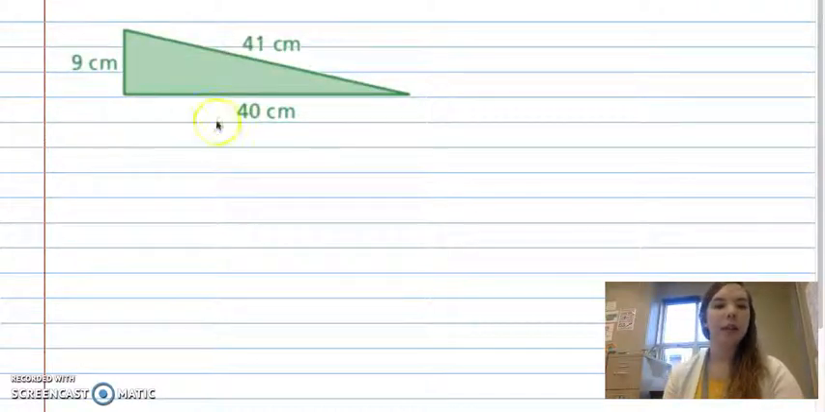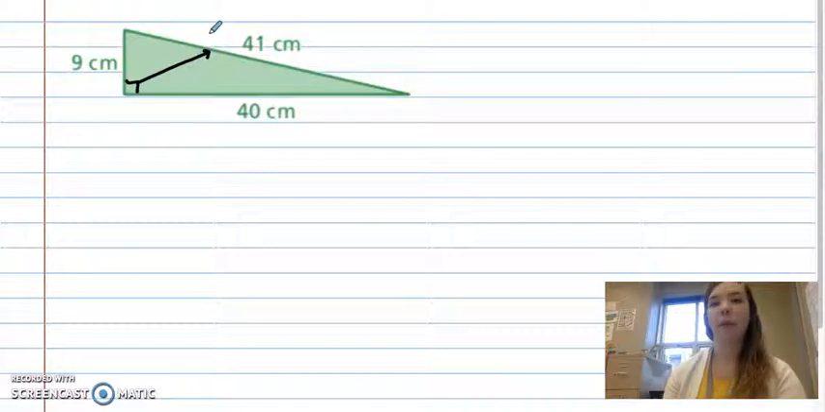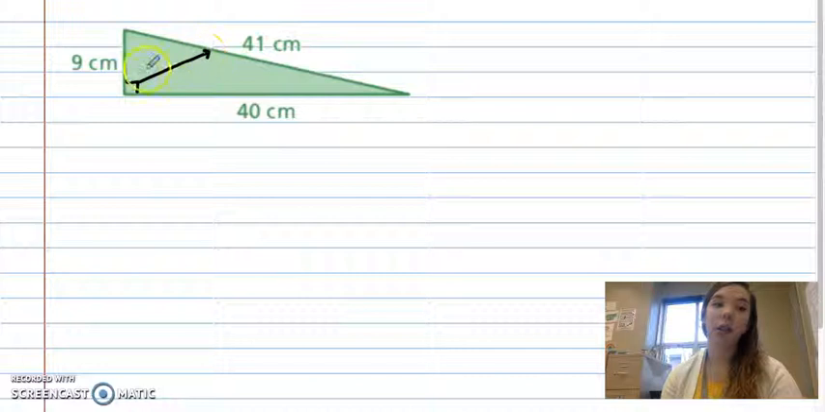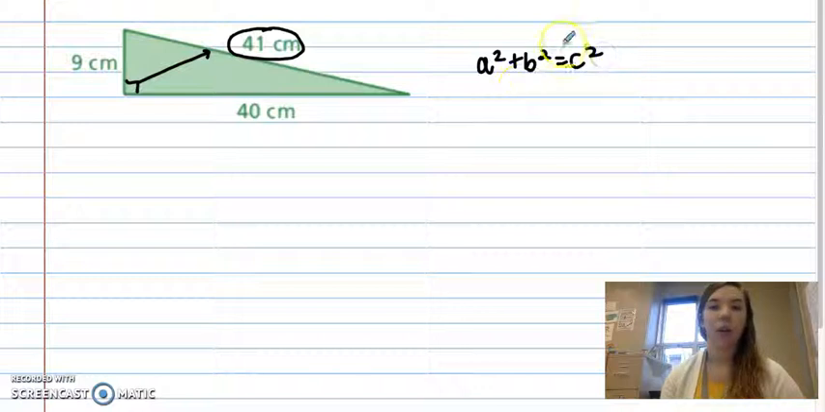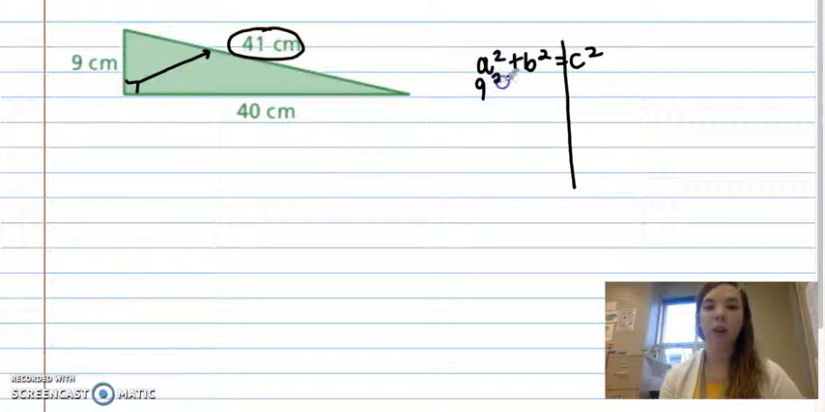So here's our first example, and the really important part here is to always identify C. C is, if they give you a list and not a picture, the largest number. If they give you a picture, it's still the largest number, but it's also across from your 90-degree angle. Okay, so I'm going to start with my a squared plus b squared equals c squared. And then I like to go from least to greatest when I'm given all three. So we'll do 9 squared plus 40 squared equals 41 squared.